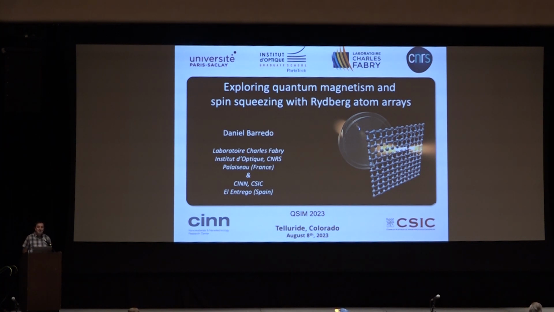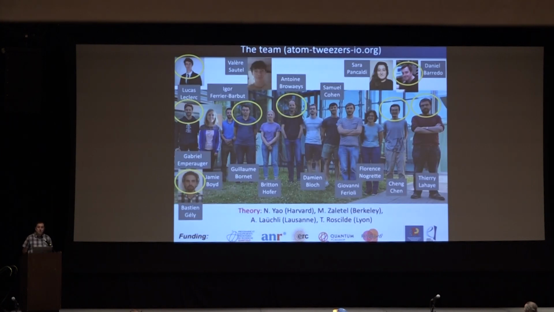In the following minutes, I will be talking about Rydberg atoms, and in particular, I would like to present you our approach to engineer spin Hamiltonians using two-dimensional arrays of Rydberg atoms. This work has been done in Palaiseau in the group of Antoine Browaeys. And for those of you who don't know the group, this is a picture of the team working there.